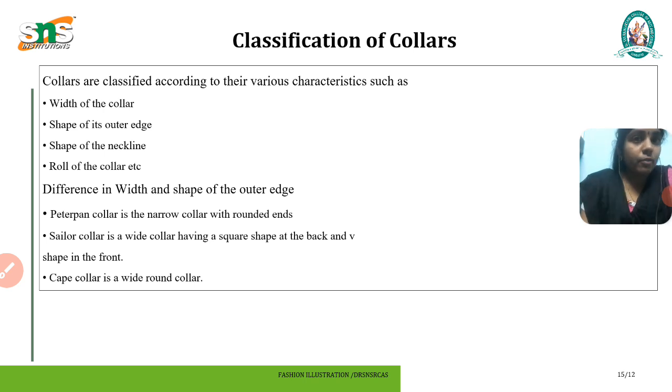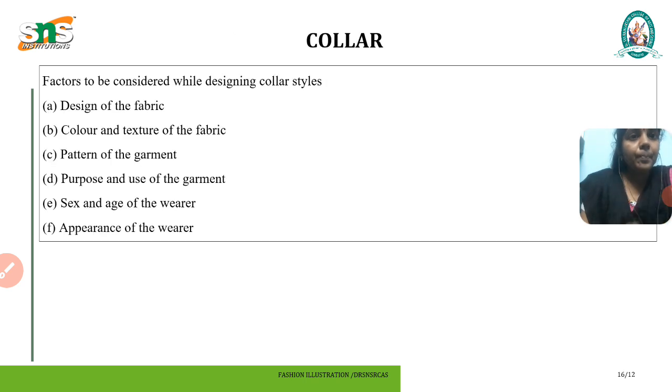So the classification of collar. The collar has been classified into width of the collar, shape of its outer edge, shape of the neckline, roll of the collar. Those things are mainly used for it. And the factors to be considered while designing the collar style: first one is design of the fabric, color and texture of the fabric, pattern of the garment, purpose and use of the garment, sex and age of the wearer, appearance of the wearer.